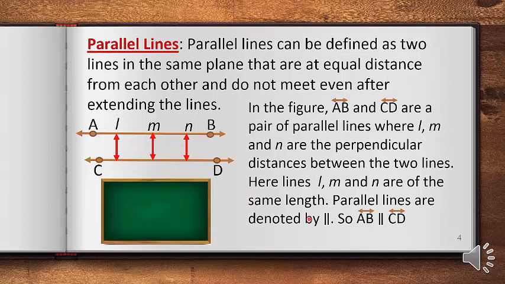Here parallel lines are denoted by two vertical lines. So we can write line AB is parallel to line CD. The most common example is your green board where the opposite sides, that is consider this side and this side, are opposite sides and they are parallel to each other. Now you consider these vertical sides. This side and this vertical side both are parallel to each other.